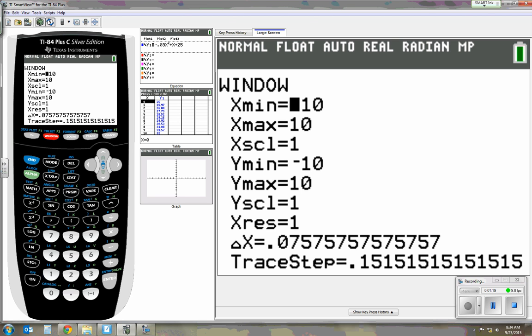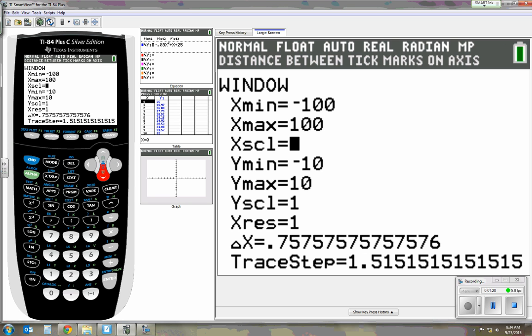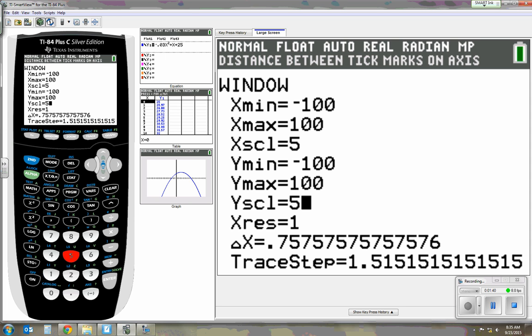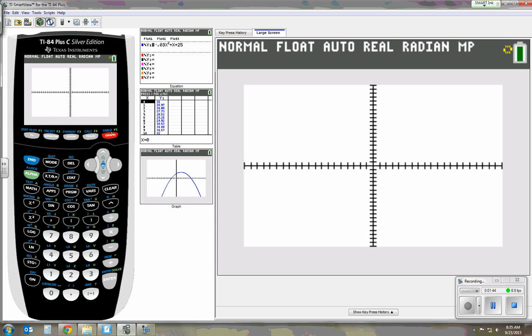Okay, and I'm going to change this to 100, going by fives, and then negative 100. You can always zoom out too if you want to, but I like to just change my window. And this is going by fives. You can already see it changing in the window in the middle right here. So we're going to go back to our graph.